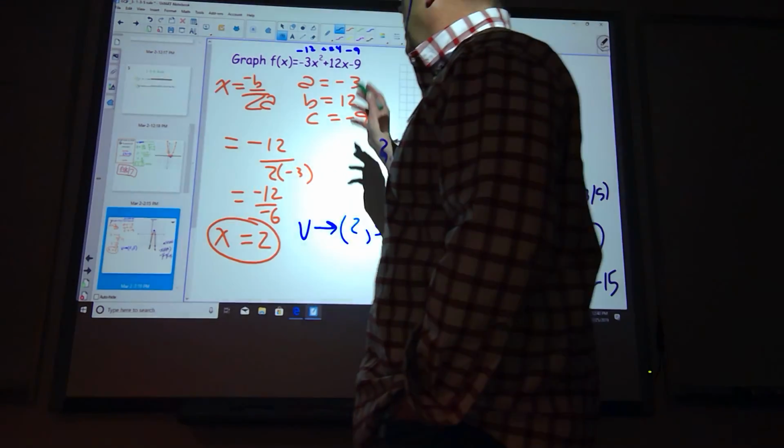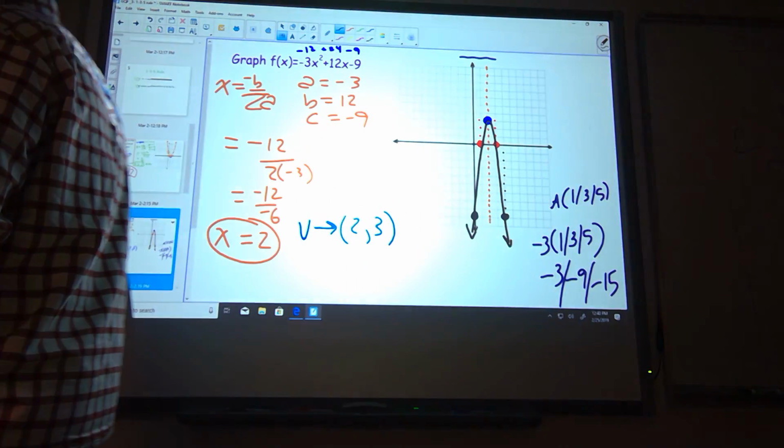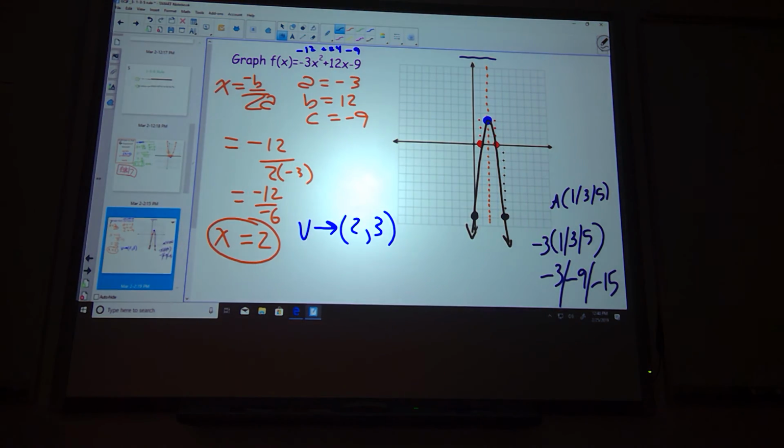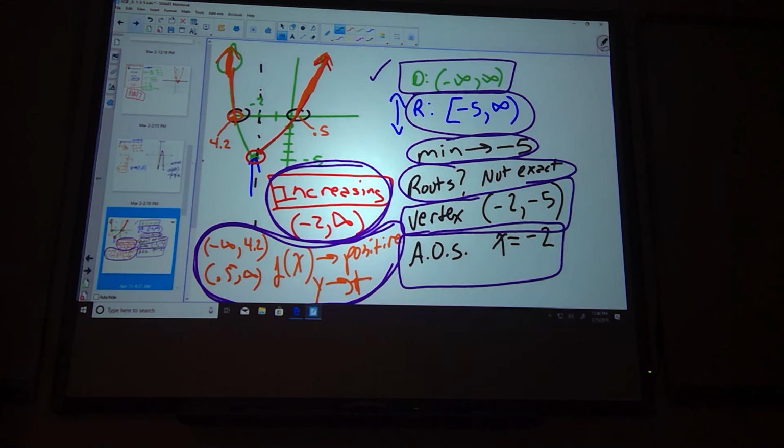So we just did one that opens down, and we did one that opened up. And that 1, 3, 5 rule works as long as we realize we have to multiply the a value to it. It's still always going to be right 1 and left 1. That's what's going to take place. Good? All right. Cool. Hey, I got done.